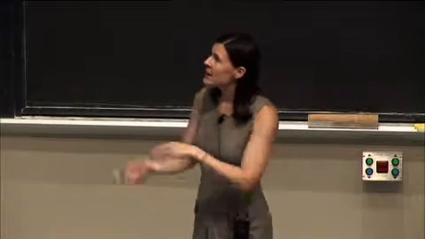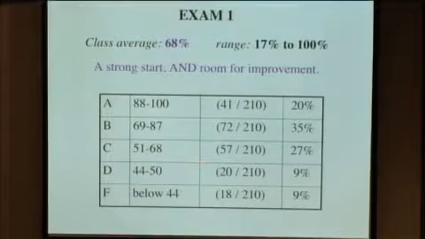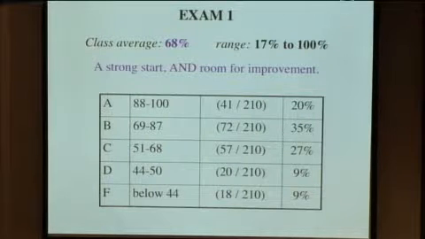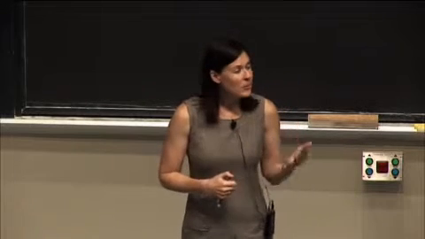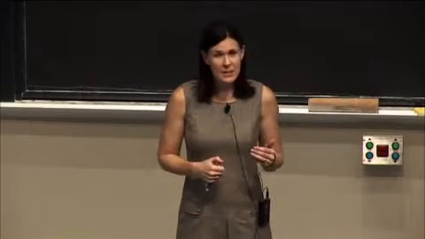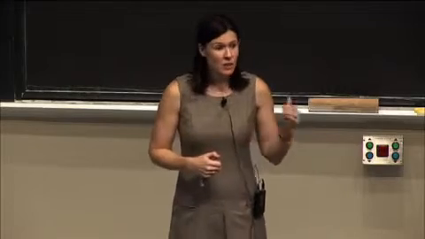The same with the B. The B range was between 69 and 87. Anywhere in between those ranges, you've got a B, some sort of B on the exam. So again, if you're in the A or the B category here, this is really something to be proud of. You really earned these grades.